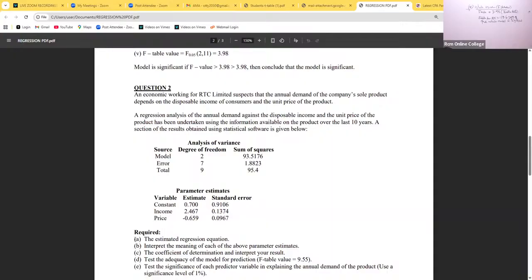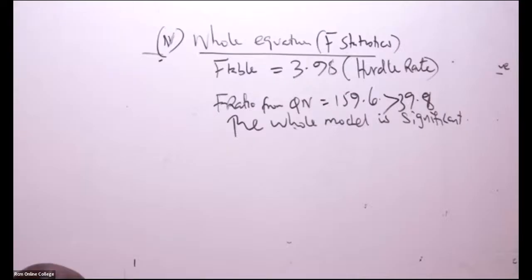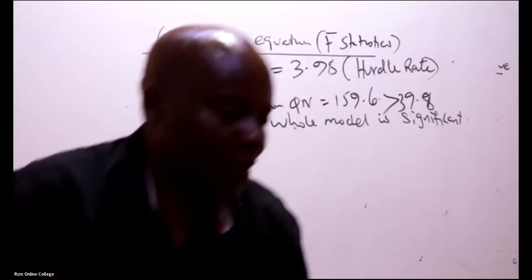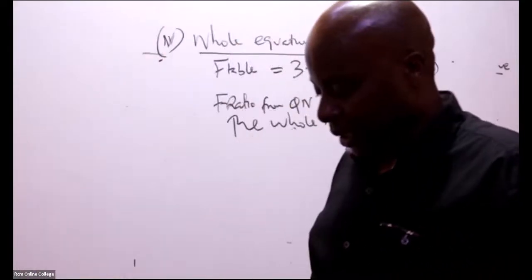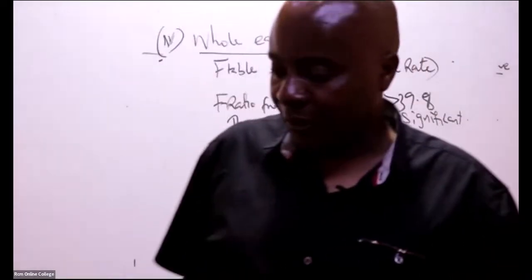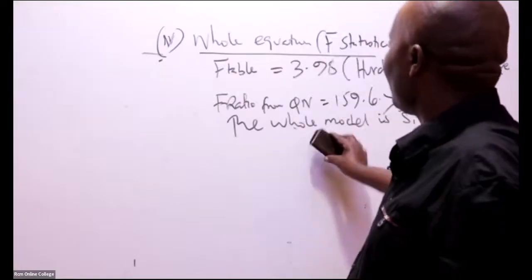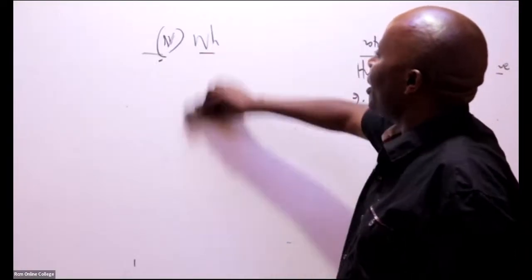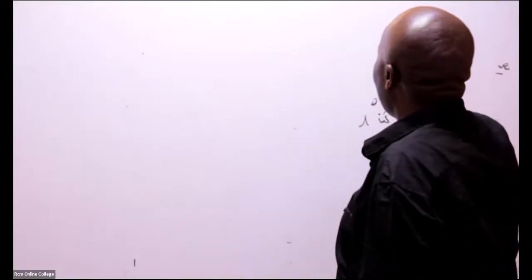Great. So the estimated regression equation will come from these parameter estimates. You can see the constant is 0.7, you can see the income, then you have the price, so three of them. This is really easy, easy peasy. The regression parameters have been given.